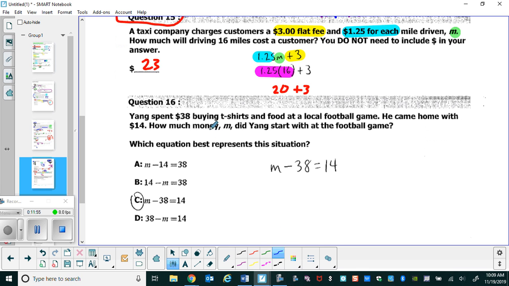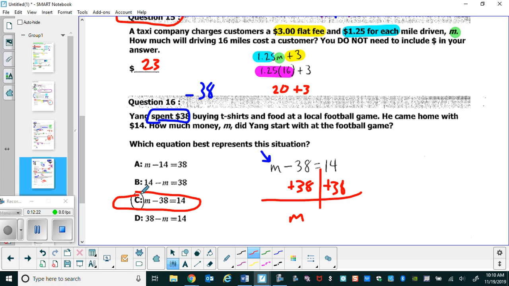All right, for the next one, if Yang spent $38, we are looking for a negative 38. Now we don't know how much he started out with, that's this part right here, but the amount of money that Yang started out with and then spent 38, that means he came home with 14. So to figure out how much money he started with, what you would do is take the 38 that he spent and add it right here, and you can see how much he started out with. So C was the equation that we would use to show that he must have started out here with $52. Okay? All right, that's 16.